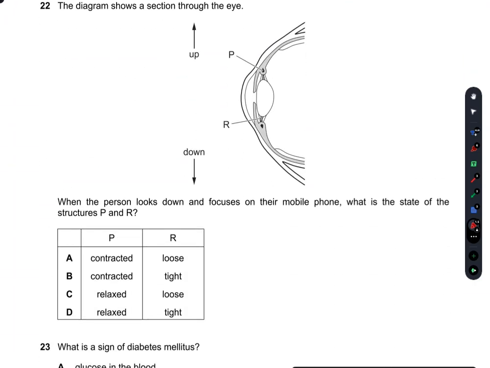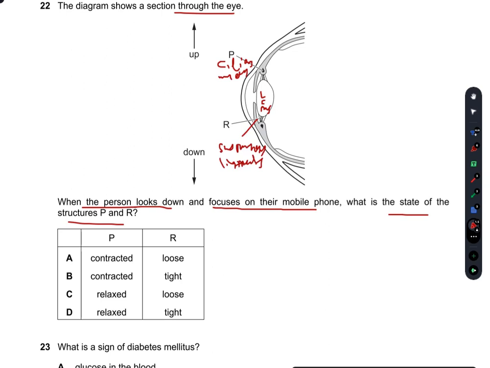The diagram shows a section through the eye. So this is the lens, and when the person looks down and focuses on their mobile phone, what is the state of the structures P and R? So P are the ciliary muscles, and R are the suspensory ligaments.